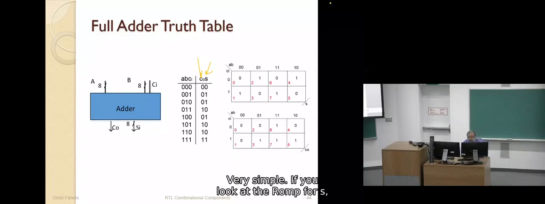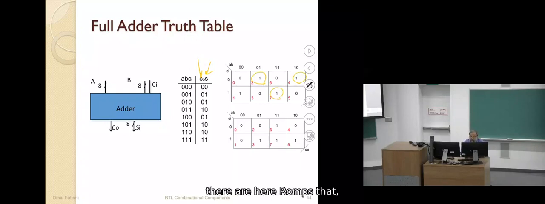For S, if you look at the Karnaugh map for S, these are the locations that we have odd number of ones in our inputs because we are adding them together. If we have 1, 1, then the result would be 1. If we have 2 ones, then the result would be 0 with a carry. If we have 3 ones, then again the result would be 1 with a carry. So if there is odd number of ones, then it is 1. If it is even number of ones, then S would be 0.